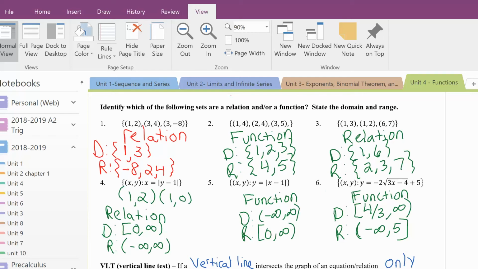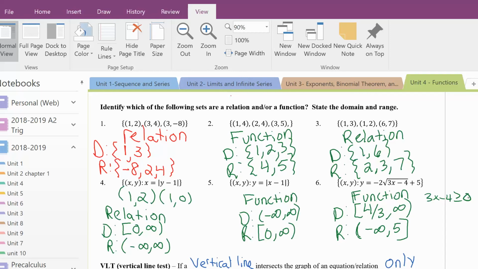Number 6 is a function. It's a square root function. Remember, underneath the radical has to be greater than or equal to 0, so 3x minus 4 has to be greater than or equal to 0. And then you solve that for the domain.